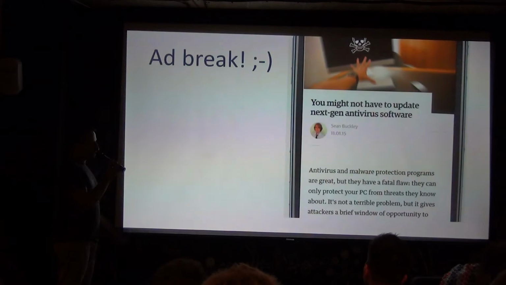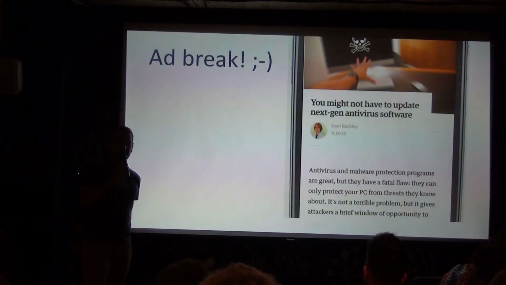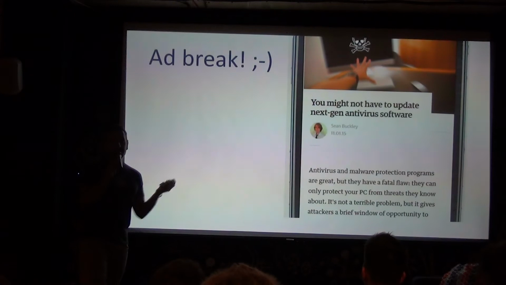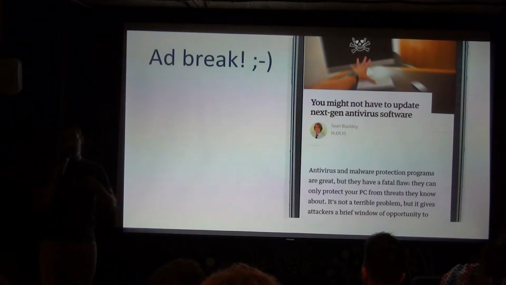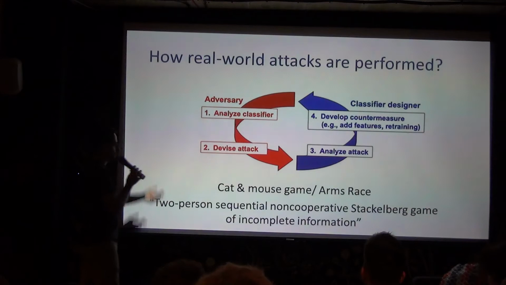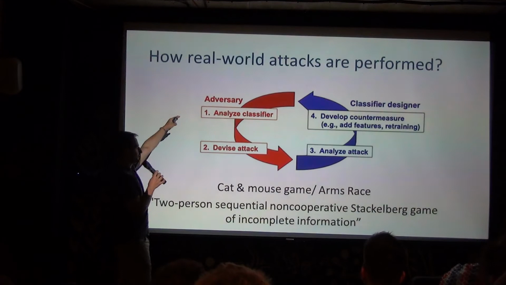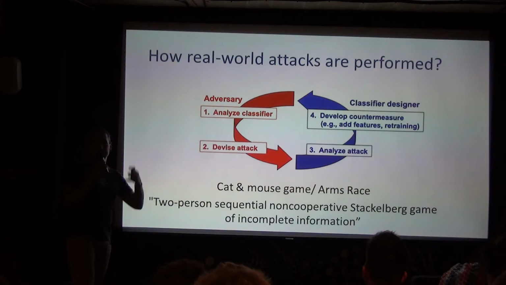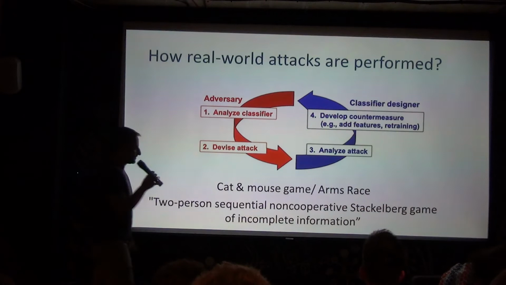Okay, you might have seen some ads. They're for those startup companies that make some big buzz about how great they are. And there are claims like, you might not have to update your next-gen antivirus for two weeks because they have such a strong machine learning model. Well, it's just pure nonsense, because in adversarial environments, you have to be very quickly reactive to the changes and to what the attacker is doing. So this is how it works. The adversary analyzes your classifier, changes the attack, and releases the attack. You have to analyze what was done in case of a miss and adapt to it by modifying the model. And basically, it's a cat and mouse game with a really constant reaction to it.